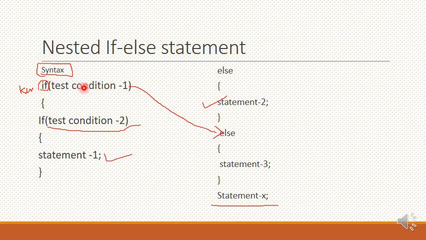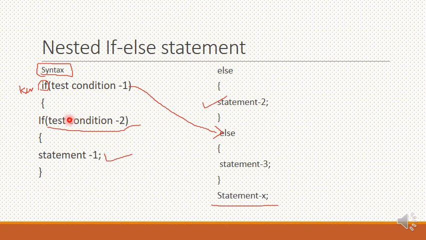When this is true, it is going to check the second condition. If this condition is true, then only it starts executing statement 1. When this condition is true, it executes statement 1, and afterwards your control goes to statement X. If both the conditions are true, this statement is executed, this part is not executed. Directly statement X is executed.